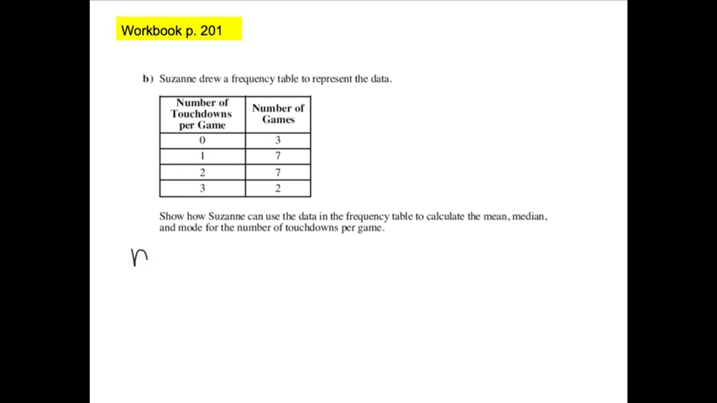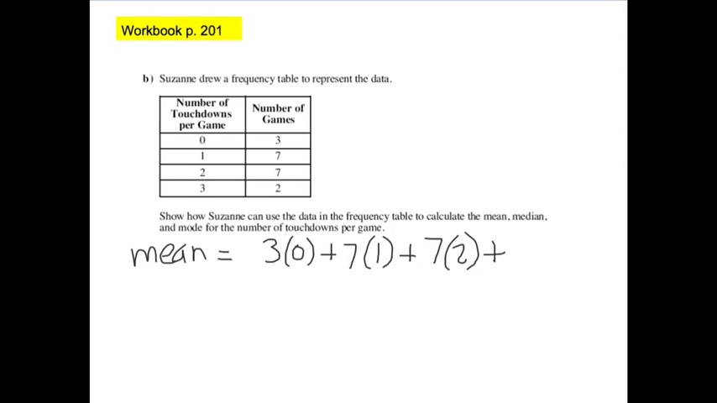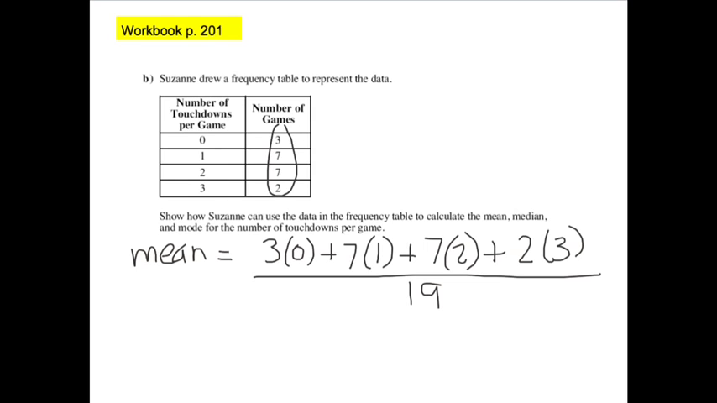Well, for the mean, it's quite simple. There was 3 games where there was 0 touchdowns, so that's going to be 3 times 0, plus there was 7 games where there was 1 touchdown, plus 7 games with 2 touchdowns, and 2 games where there was 3 touchdowns. Alright, and that's all going to be divided by 19, which you can find that number by adding up all of these numbers here. Those equal to 19. So when you work this one out, you're going to get a mean of 1.4.